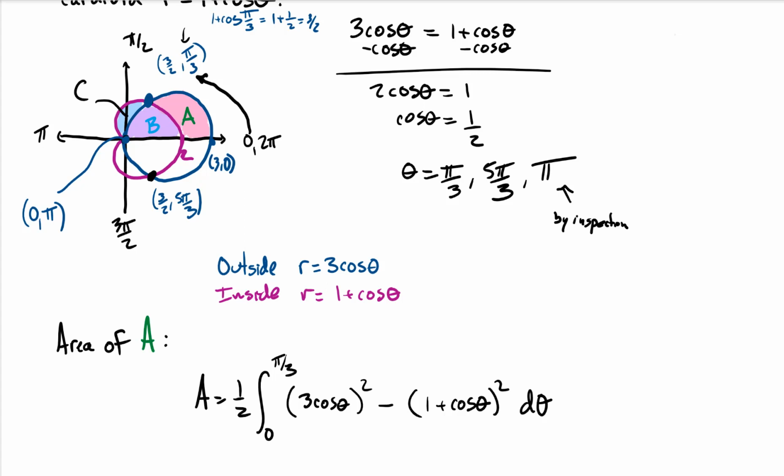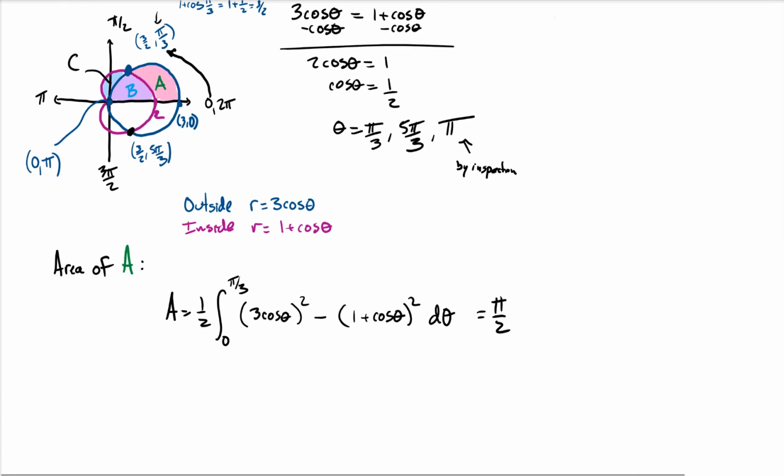And then you go through, do the work, and solve it. The cosine squareds end up becoming a pain, as you're going to see over and over and over. And it turns out, if you're curious, the answer is pi over 2, if you wanted to check your work. Now let's find region B, the area of B.